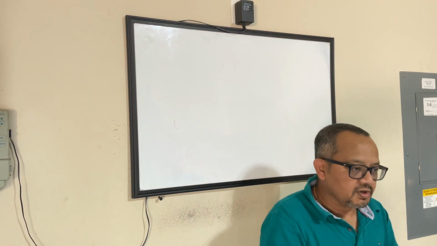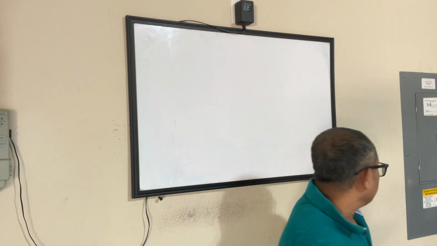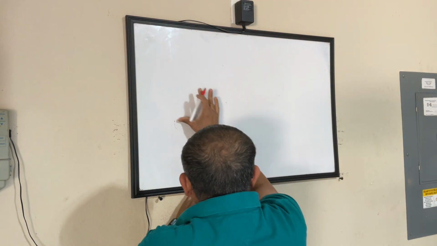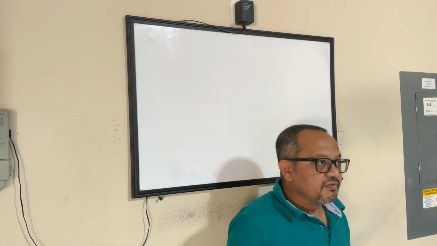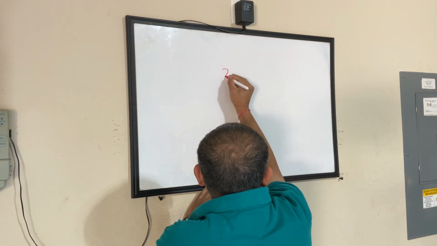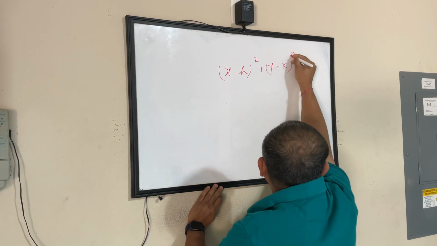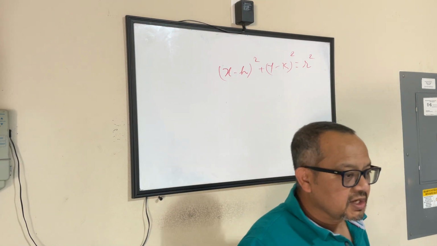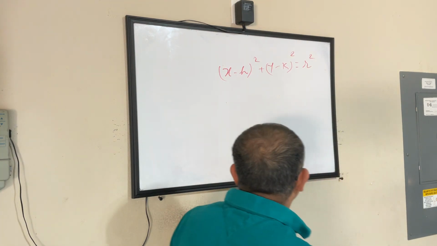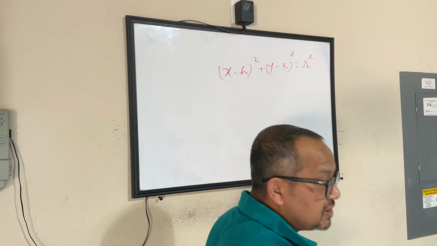Okay, wonderful. So let's get started. Yesterday we talked about the circle theorem. We saw how the circle theorem came into existence. We also proved how this formula for the circle, which is x minus h squared plus y minus k squared equals r squared, came into existence. And then we also talked about how we relate this theorem to find the properties of a circle.